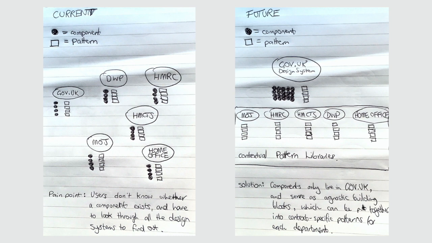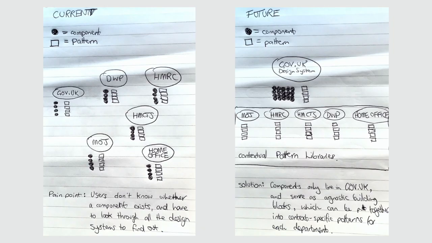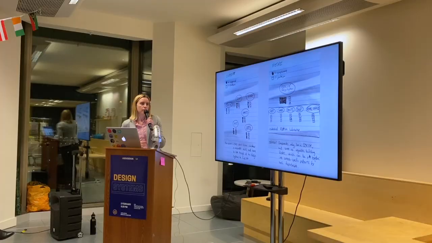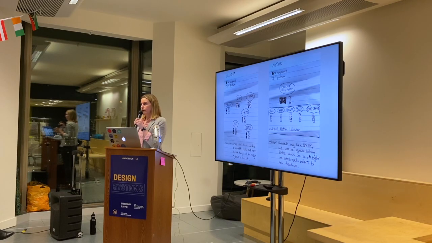So this is just a drawing which illustrates that, which I did at the end of the year when I was thinking about this. Like I said, users currently don't know whether a component exists. Interaction designers in particular said this, and they have to look through all the design systems to find out if something exists. So the potential solution, which hasn't yet been tested but is a hypothesis, is that if components only live in gov.uk, then you can have context-specific patterns within each department, potentially called something like pattern libraries, so you have just one design system. I think the issue could also be the language and the fact that we have several design systems. Again, that's just a hypothesis.